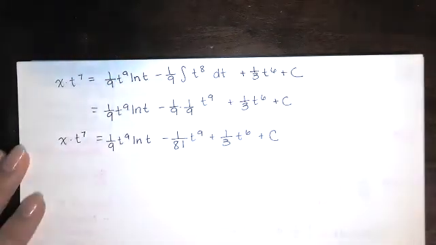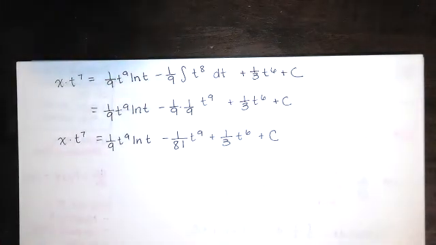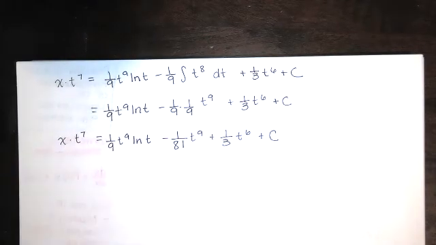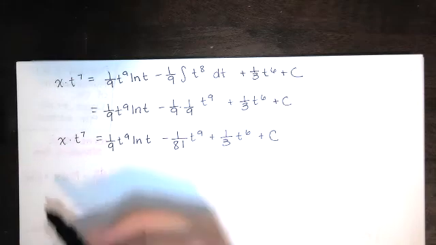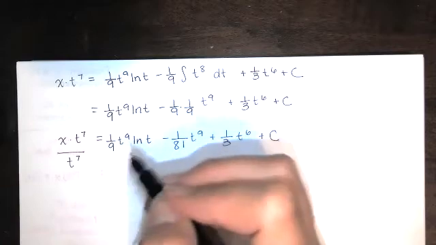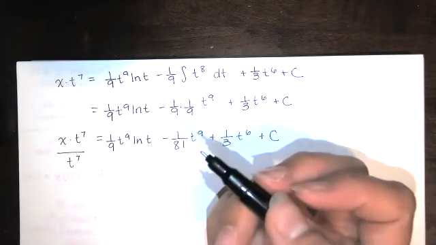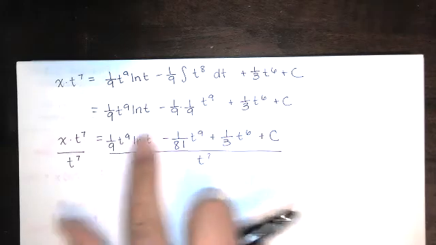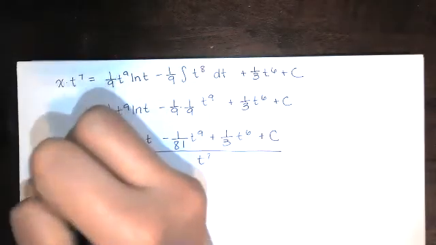Okay, and all of this is equal to x times t to the 7th. We're trying to isolate our dependent variable, which in this case is x. X is a function of t. So we'll divide everything here by a t to the 7th. And if you want to, I mean, you could divide each of these terms by t to the 7th. It's up to you.